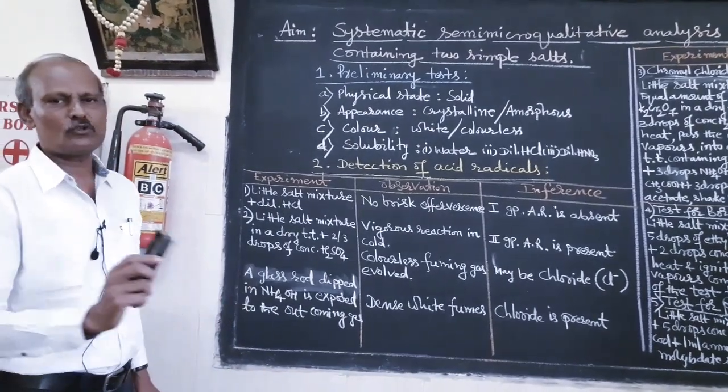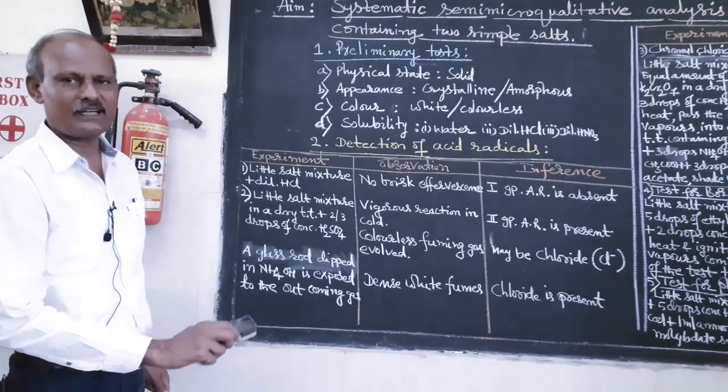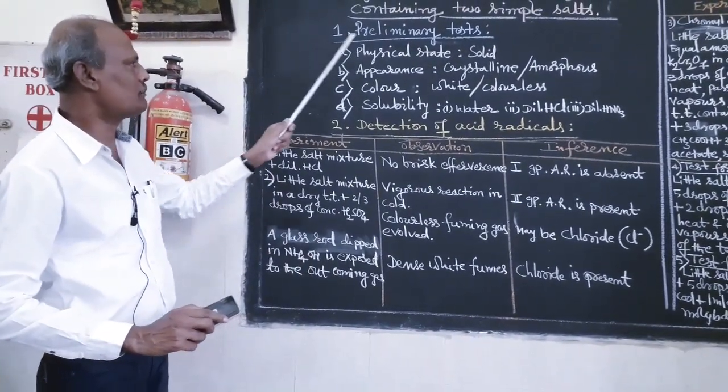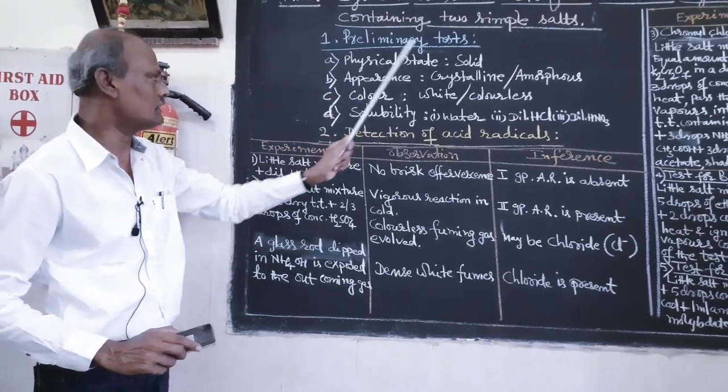Now I am going to show you how to write the procedure for the detection of acid radical. The first part of the analysis is the preliminary test. The physical state of our salt is solid.